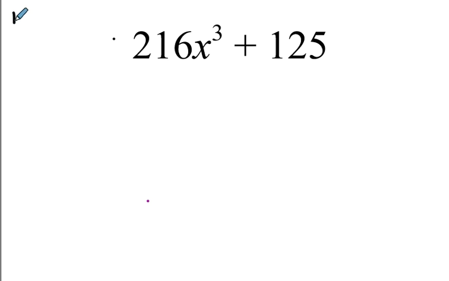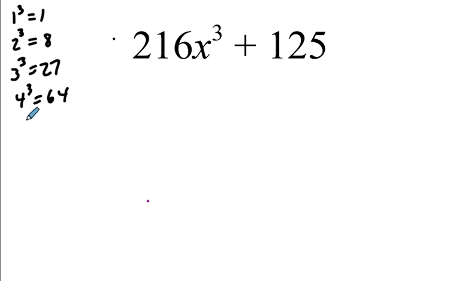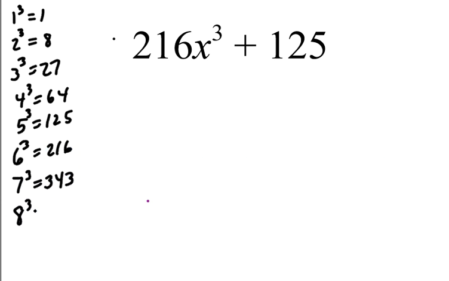So, 1 cubed is 1, 2 cubed is 8, 3 cubed is 27, 4 cubed is 64, 5 cubed is 125. Ooh, that's a good one. 6 cubed is 216. Ding, ding, ding, ding, ding. All right, so hopefully I'll write out a few more. 7 cubed is 343. 8 cubed is 512. 9 cubed is 729. 10 cubed is 1,000.